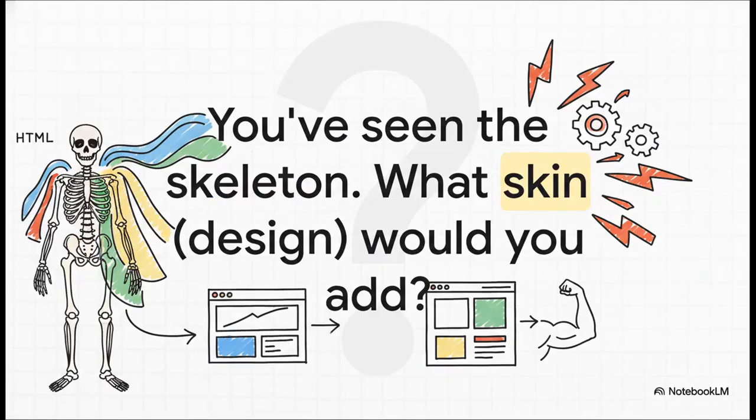But of course, this skeleton is just the beginning. The next step is to add the skin, the design and style, which is done with CSS. And then you add the muscles, the interactivity, which is done with JavaScript. So now that you know how the bones connect, what would you build with it? How would you bring your own web page to life?